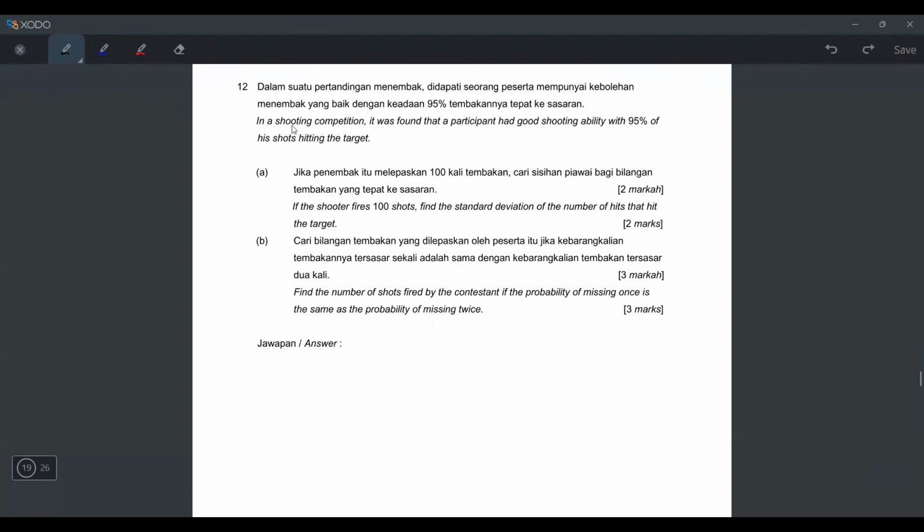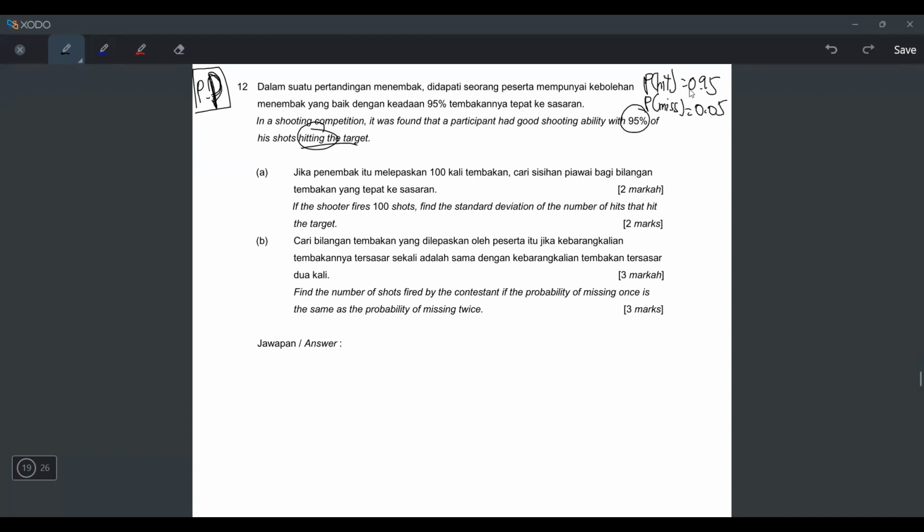Okay, number 12. In a shooting competition, it was found that a participant had good shooting ability with 95% of his shots hitting the target. I think this is probability distribution. I think it's from Form 5, right? In a shooting competition, the probability of him hitting the target is 0.95. So probability of hitting is 0.95. So we know probability of missing will be 0.05.